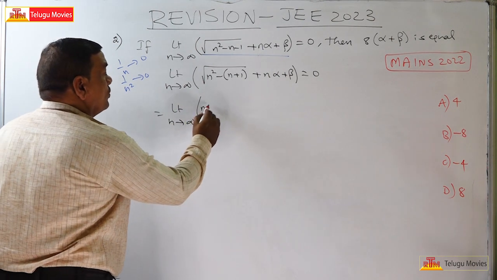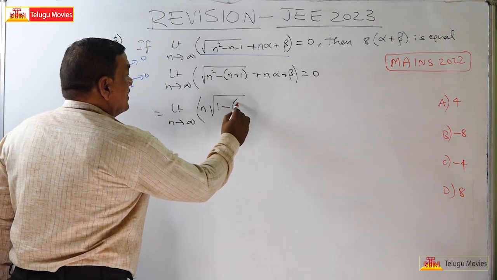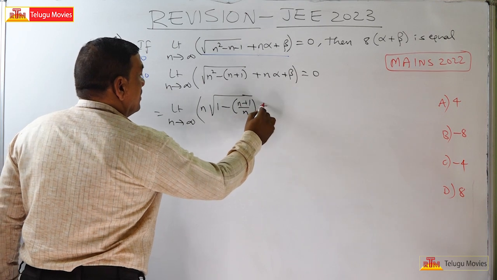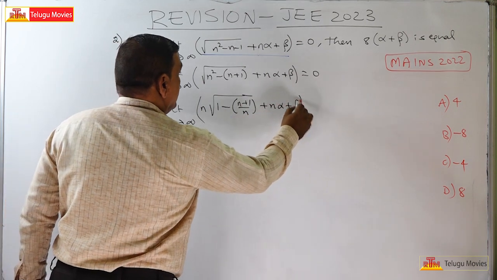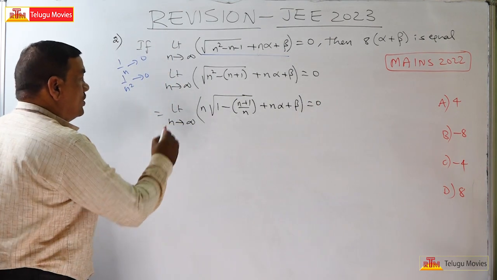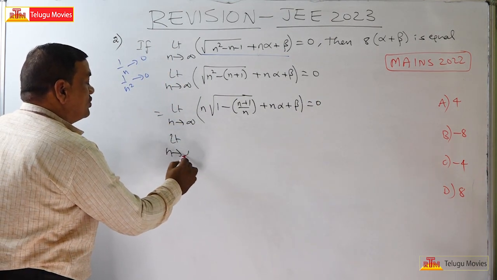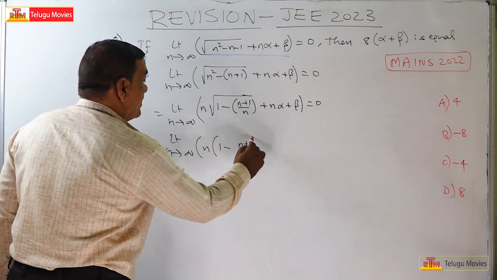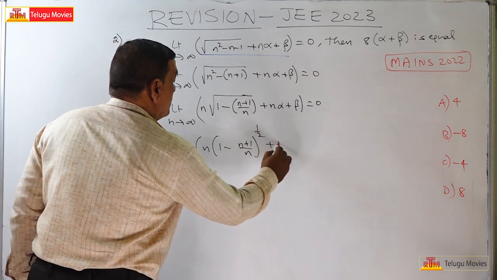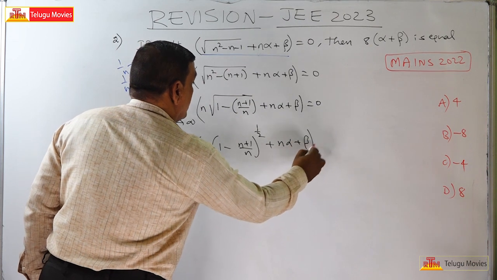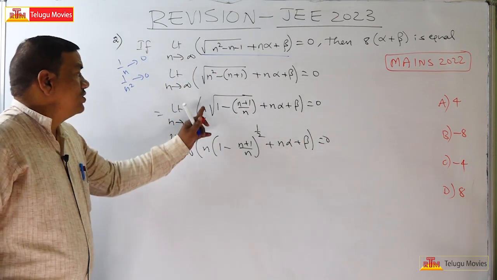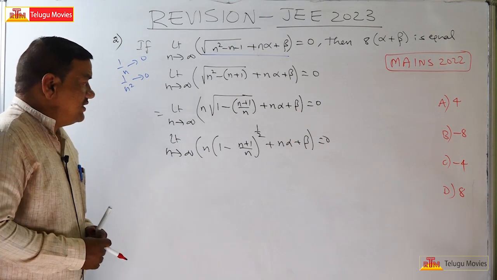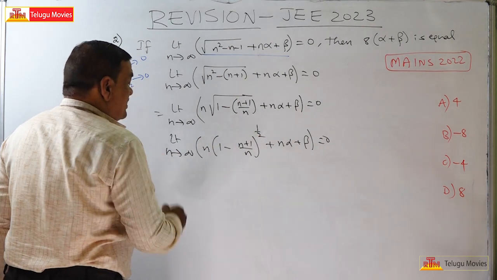So this is equal to n root of 1 minus (n plus 1) by n square, plus n alpha plus beta is equal to 0. So this is limit n tends to infinity, n into (1 minus (n plus 1) by n square) whole power 1 by 2, plus n alpha plus beta is equal to 0. Square root means whole power 1 by 2. Let us expand this binomial.